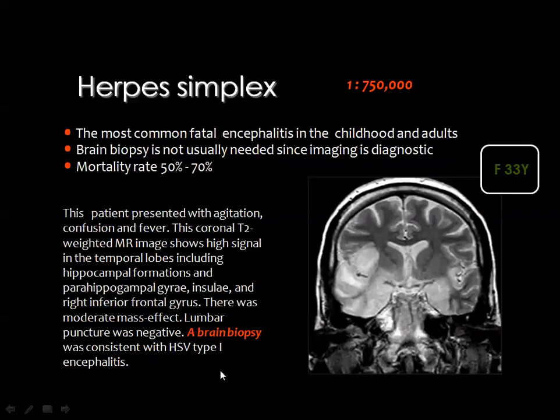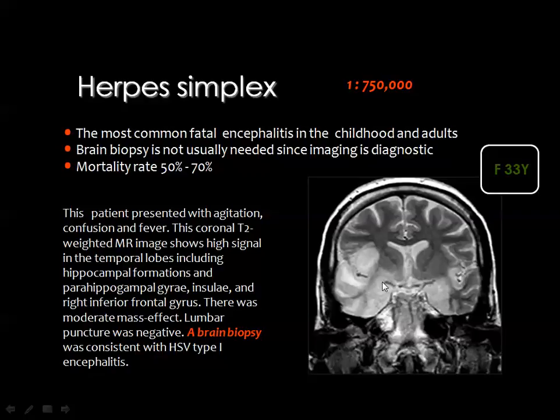And herpes encephalitis has certain imaging findings, which are the presence of lesions specifically located in the medial part of the temporal lobe. It is always said that biopsy of the brain tissue is not usually needed since the imaging findings are diagnostic. These imaging findings are in the form of lesions in the temporal lobe, especially the medial part.